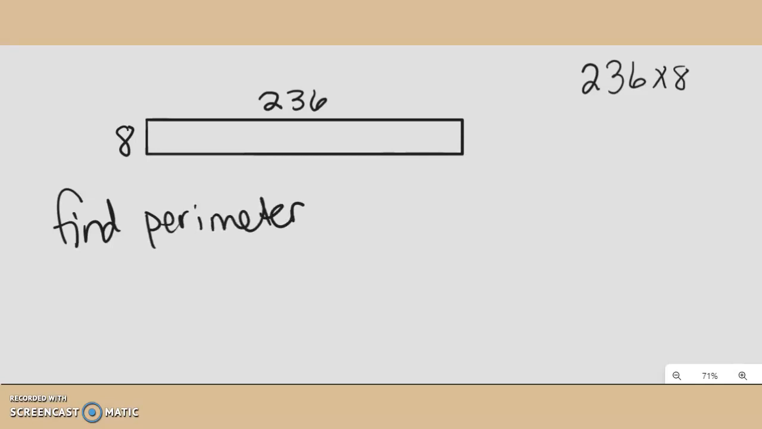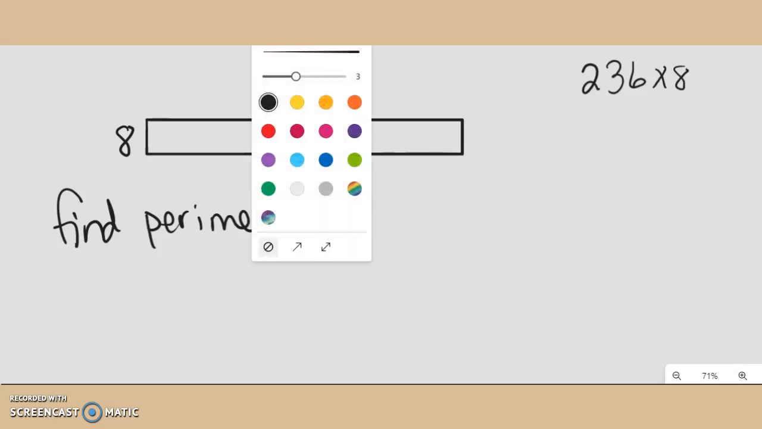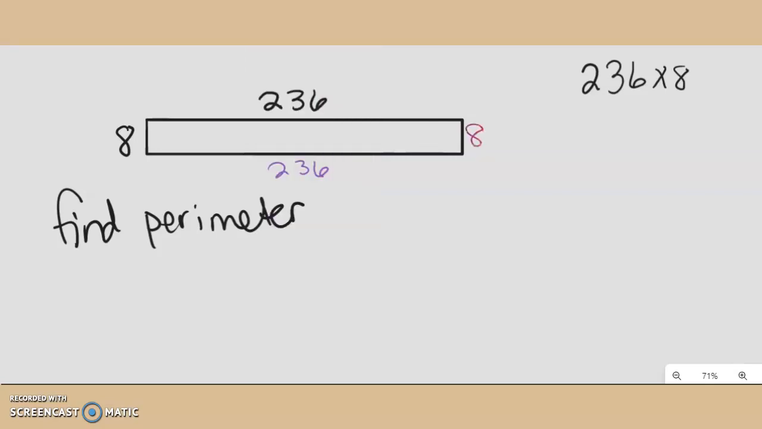So the easiest thing to do would be to say, okay, I know that 236 is going to be over here and 8 will be over there. That's what's going to happen. So you're going to write 236 here, and you're going to write 8 over here. Now you have all your sides labeled, and you already know that perimeter is add up all your sides.